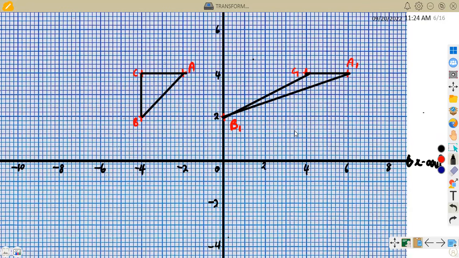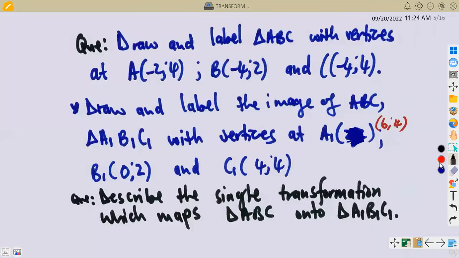Okay, so the question is for us to describe. Now, if you have to cross-check here, we are asked to describe fully. You have to describe everything fully here. So we describe fully the single transformation, which means we are referring to one transformation that we're going to work with, which maps ABC onto triangle A1, B1, C1.